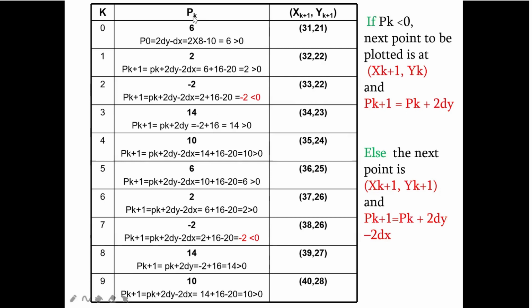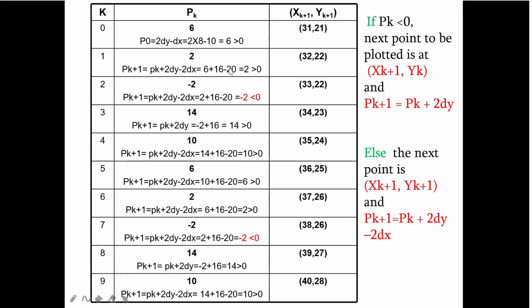Now in the next case, I have to calculate the P3 value. So the next p(k+1) value, that is P3. Where I am here only, I have to utilize this formula: p(k+1) equals pk plus 2dy. What was my previous pk value? It was minus 2, plus 2dy value is 8, so plus 16. So minus 2 plus 16, I got the value as 14. So 14 is greater than 0. So because I'm in the else part, both the values of x and y will get increased, 34 comma 23.